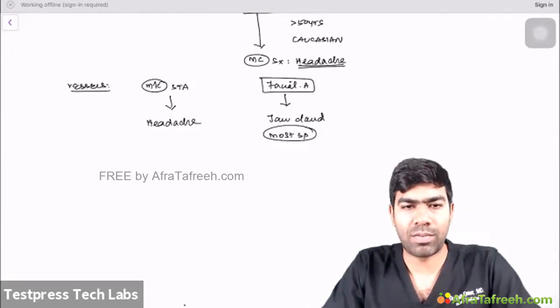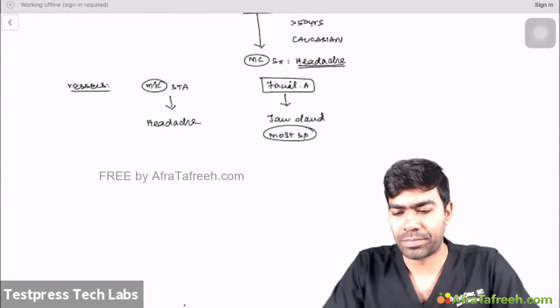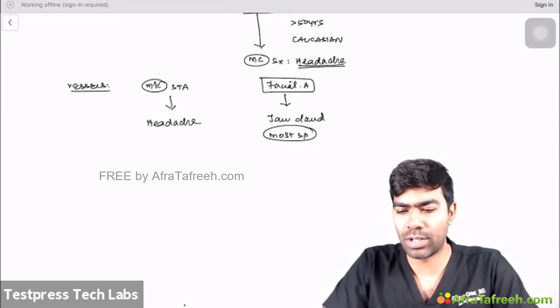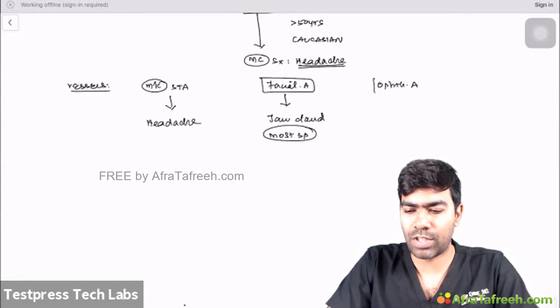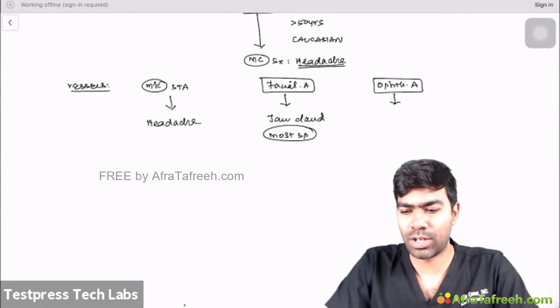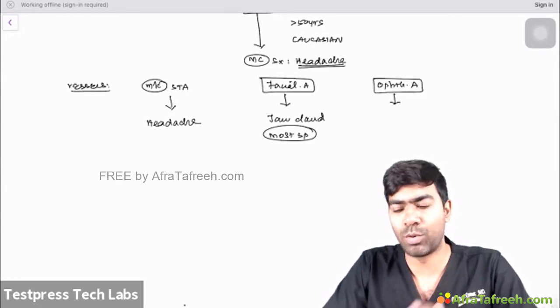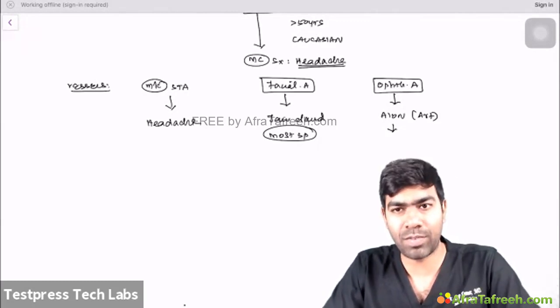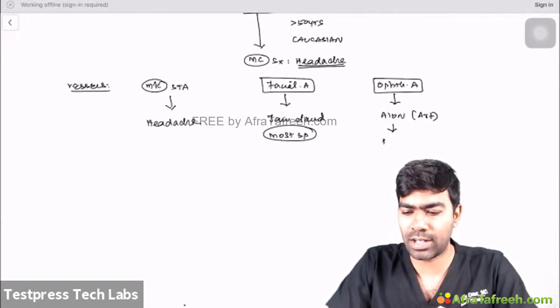And apart from that, you can get involvement of other vessels. For example, slowly it can move to the ophthalmic artery. Once the ophthalmic artery starts to get involved, you will get poor perfusion to the central retinal artery and result in an AION-like picture. This type of AION is called arteritic AION because it's due to giant cell arteritis, and that will result in blindness.